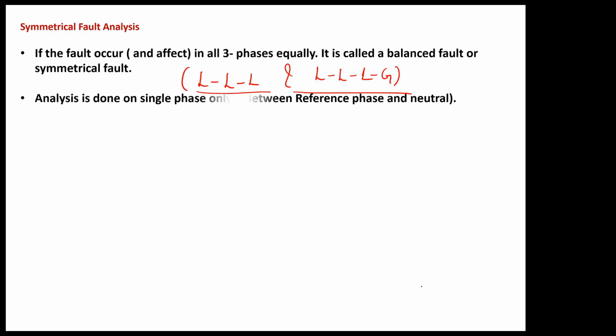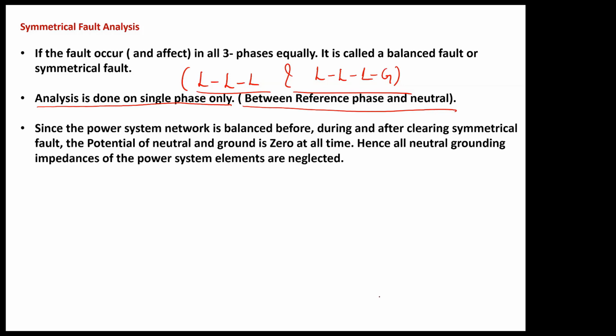The second point is, since the power system is balanced during the fault also, we do the analysis only between one phase and neutral. Why? Because the fault is affecting all three phases equally. So if we do the analysis on one phase, the same results will be applicable to the other two phases. Usually we do the analysis between the reference phase, that is R phase, and neutral.